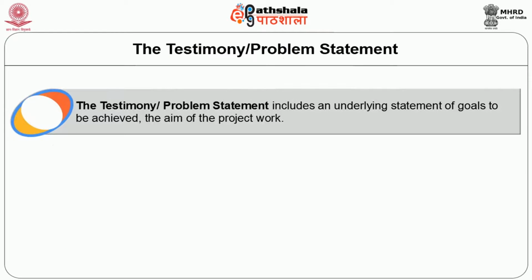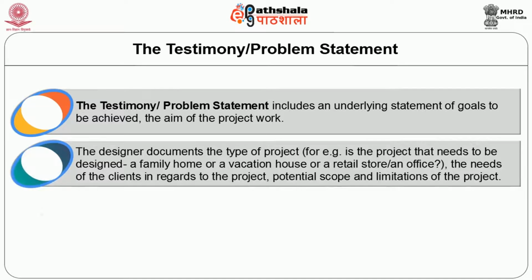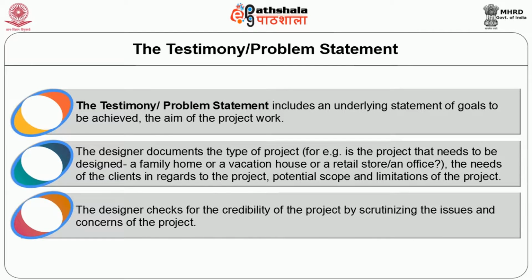Now let us see the testimony or problem statement. It includes an underlying statement of goals to be achieved, the aim of the project work. The designer documents the type of the project. For example, is the project to be designed a family home or a vacation house, a retail store, an office? The needs of the client in regards to the project, and the potential scope and limitations of the project. The designer checks for the credibility of the project by scrutinizing the issues and concerns of the project.